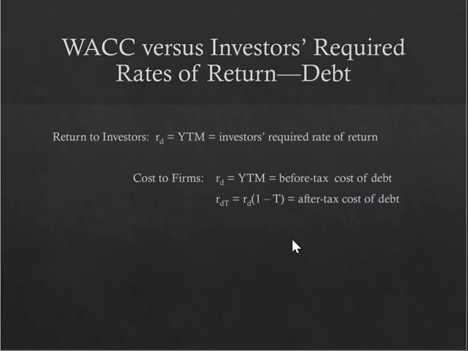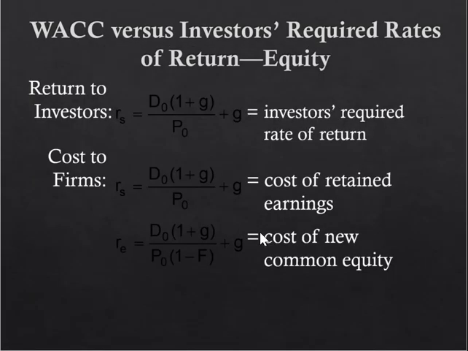The weighted average cost of capital versus investors' required rate of return on debt. The return to investors is the yield to maturity, and so the cost to firms is essentially the yield to maturity. It is the before tax cost of debt for the investor, but it's the after tax cost of debt to the firm. And so you're going to have that spread. Essentially, the taxes here are paid by the investor, and so they have a higher required yield to maturity, but there's a lower cost of debt.